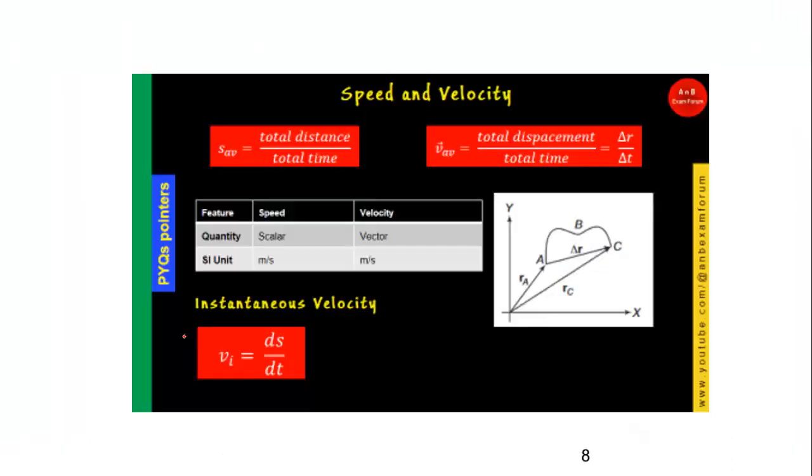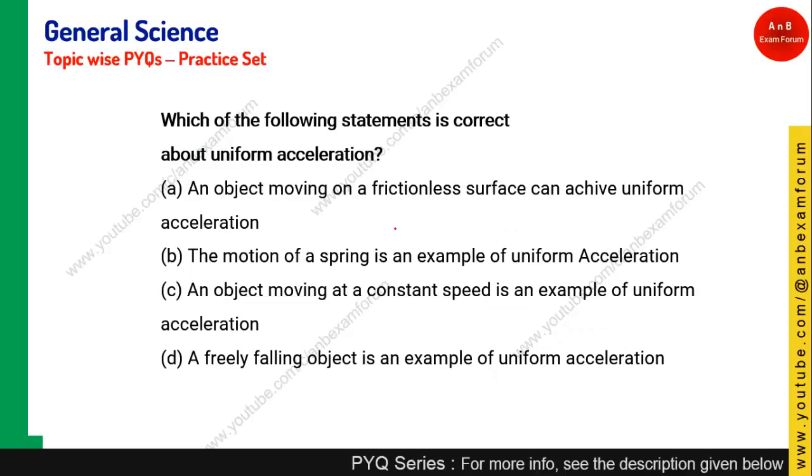So we have seen such a pointer, the very basic one, the difference between speed and velocity. Speed is total distance by total time. Displacement by time is velocity. Okay, and velocity is a vector quantity. Why a vector quantity? Because displacement is a vector, very simple, so velocity will also become a vector. Okay, let's see the next question.